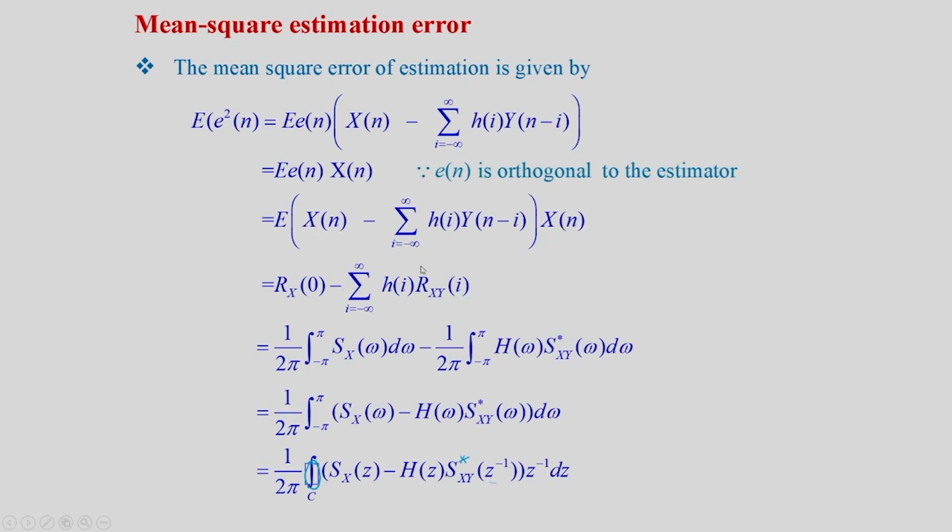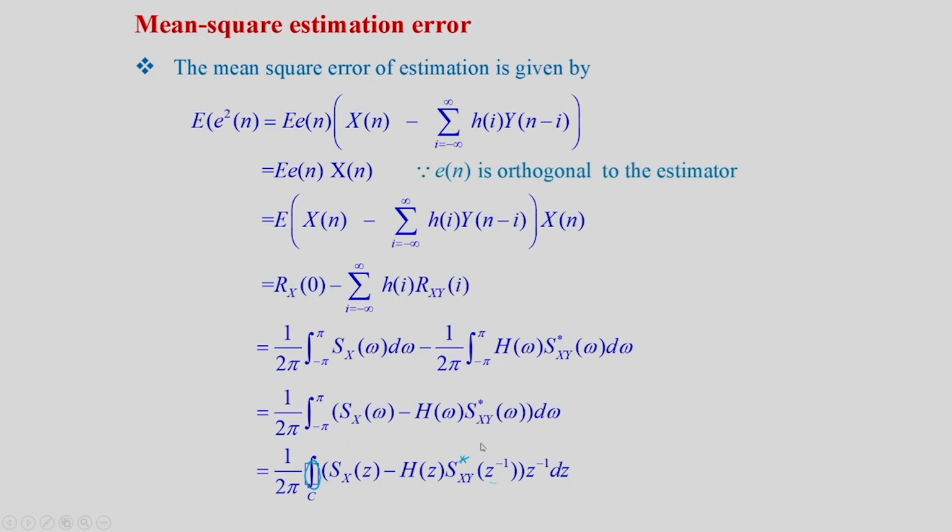Now, E of x(n) into x(n) will be equal to R_x(0). Similarly, E of y(n minus i) into x(n) will be equal to R_xy(i). So, that way E of e square n, MSE, is equal to R_x(0) minus summation h(i) into R_xy(i) going from minus infinity to infinity. And now we can write this expression in terms of the DTFT. So, that way R_x(0) is 1 by 2 pi integration minus pi to pi S_x(omega) d omega minus 1 by 2 pi integration minus pi to pi of H(omega) into S_xy star (omega) d omega.